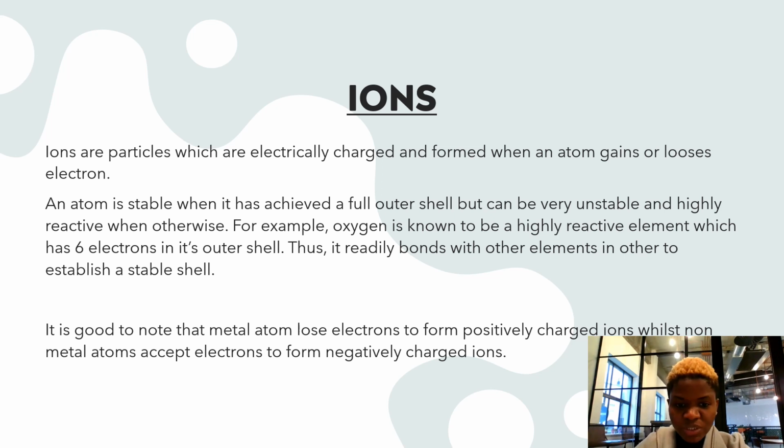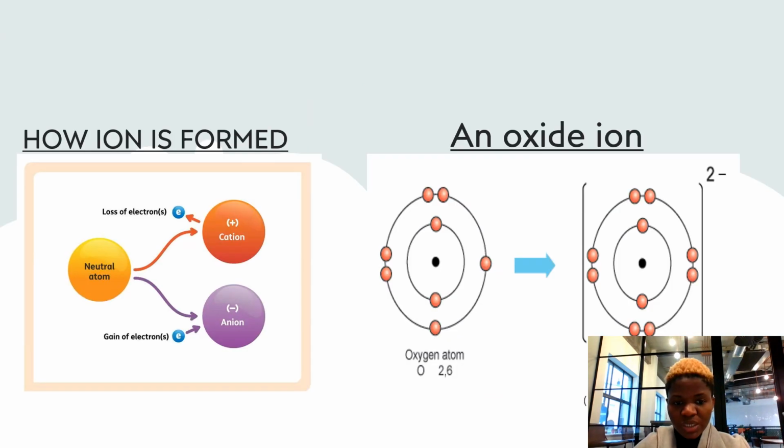Okay, an atom is stable when it's achieved a full outer shell, but can be very unstable and highly reactive otherwise. For example, oxygen is known to be a highly reactive element which has 6 electrons in its outer shell. So the plan is to get to eight electrons on its outer shell to make sure that the atom itself is balanced. When it's not reached that octet level or that stable level, it's likely to give out an electron, sorry guys, or receive an electron. Okay, so this is a form of ion.